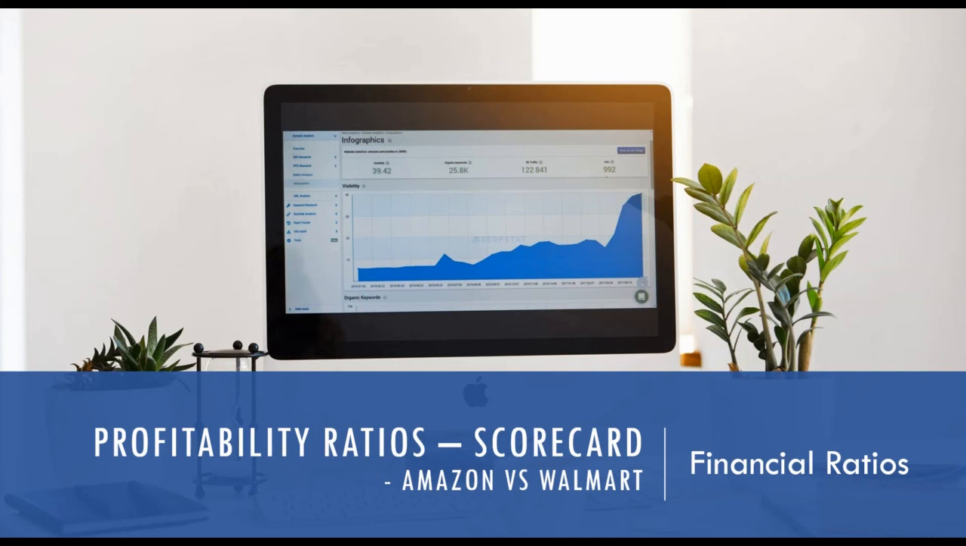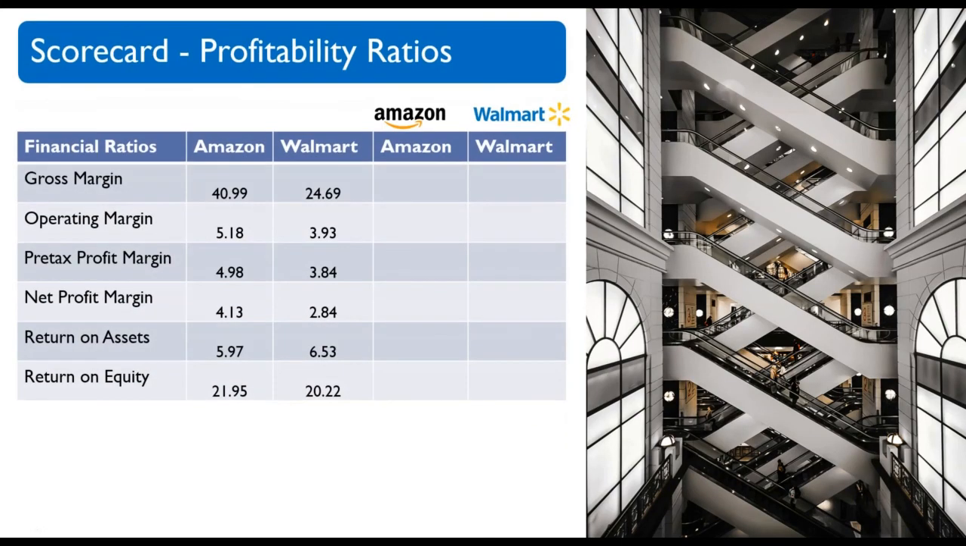Hi, welcome back. Now we will go through the scorecard for the profitability ratios. First, we calculated the gross margin for Amazon and Walmart. This came up to 40.99 for Amazon and 24.69 for Walmart. So in this case, Amazon was more profitable. Next, we calculated the operating margin ratio. We came up with 5.18 for Amazon and 3.93 for Walmart. So again, in this case, Amazon was more profitable.